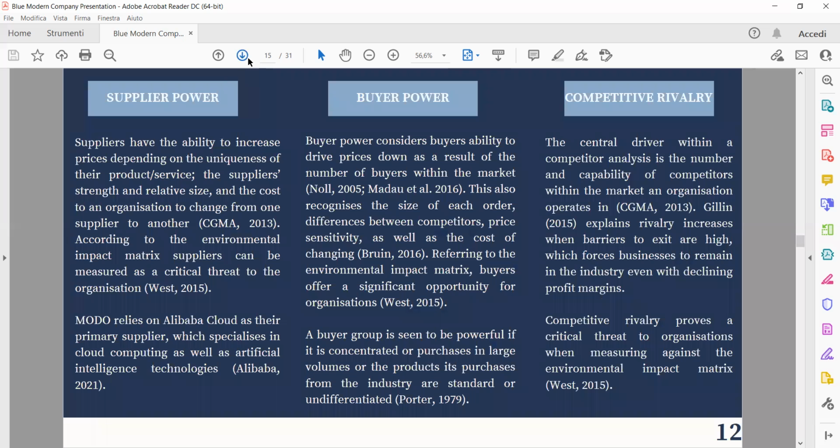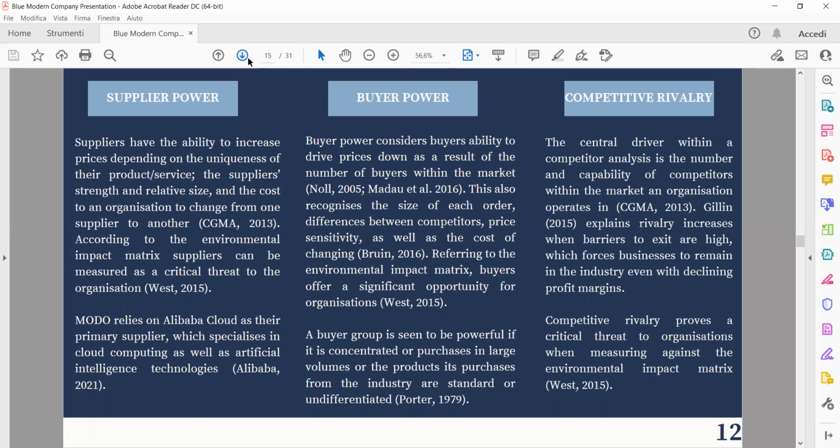Looking at the supplier power within Porter's 5 Forces, suppliers have the ability to increase prices depending on their uniqueness of the product or service, their strength and size, and the cost of change from one supplier to another. According to the environmental impact matrix, suppliers can be measured as a critical threat to the organisation.